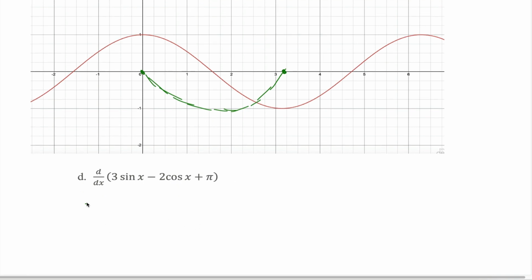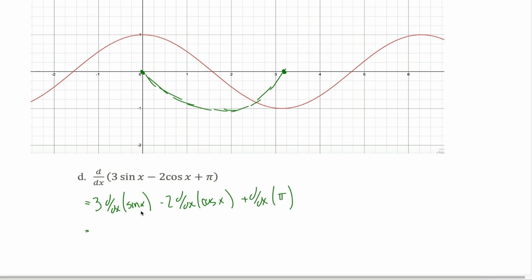As always, don't forget stuff you've learned in previous sections. What you'd want to do is recognize that this is the derivative of a sum or difference of 3 terms. So we're going to take the derivative of each term individually. This term has a 3 as its coefficient. I can pull those constant multiples out in front and get 3 times the derivative of sine of x minus 2 times the derivative of cosine of x plus the derivative of pi.